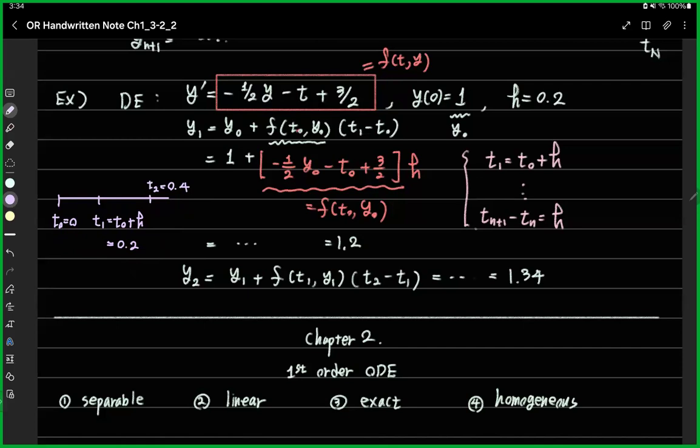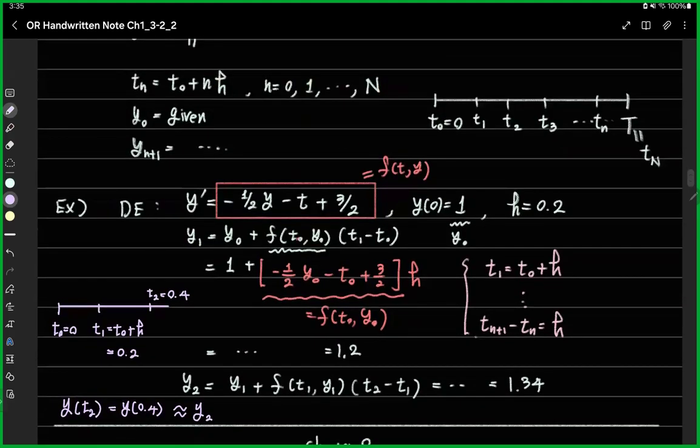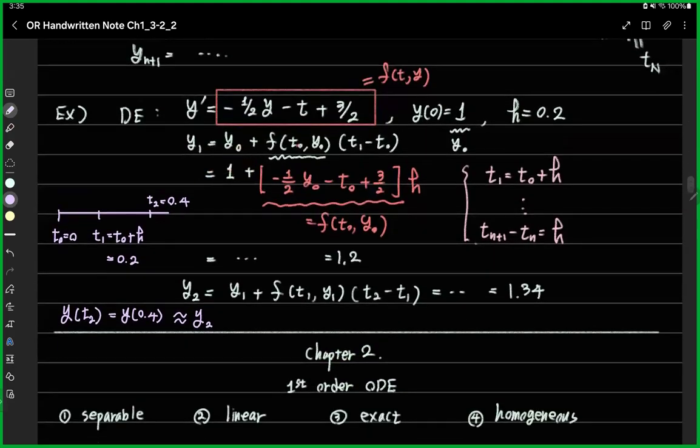So the question is to find the approximation at t sub 2, which is y of 0.4, and they call this approximation y sub 2, using Euler's method. What are you going to do? We have to find y sub 1 first, right? y sub 1 by the Euler formula is y sub 0 plus f of t sub 0, y sub 0 times h. Just do this, and then you get 1.2.